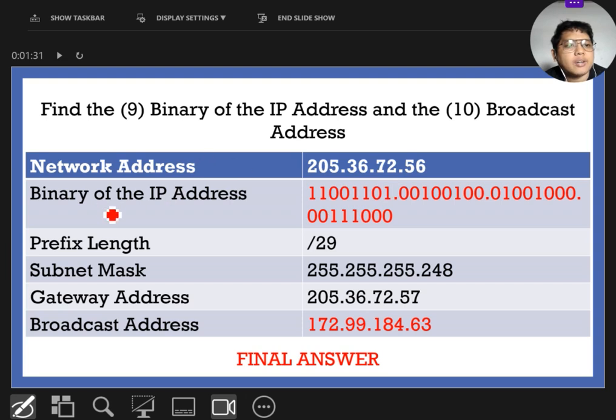So for our final answer, the binary of the IP address 205.36.72.56 is 11001101.00100100.01001000.00111000, and our broadcast address is 205.36.72.63. So this is our final answer.